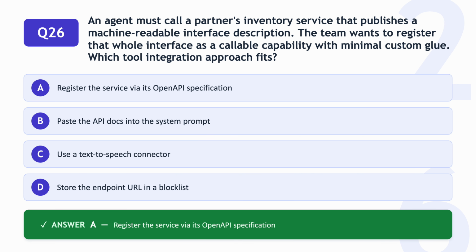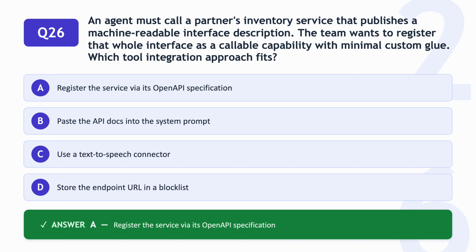Correct answer: A. Register the service via its open API specification. Why A is correct? The key clues are: the partner service publishes a machine-readable interface description. The team wants minimal custom glue code. The agent should treat the service as a callable capability. An open API specification is a standard machine-readable description of a REST API.